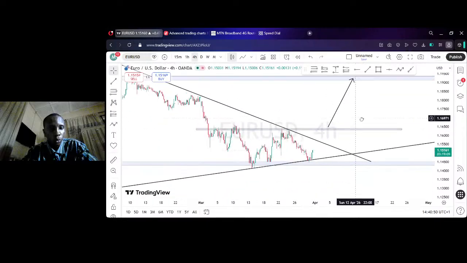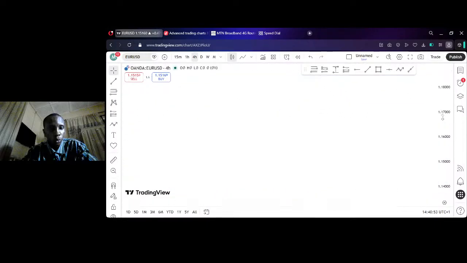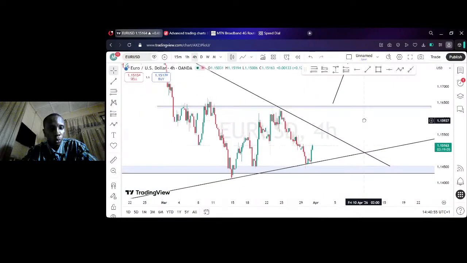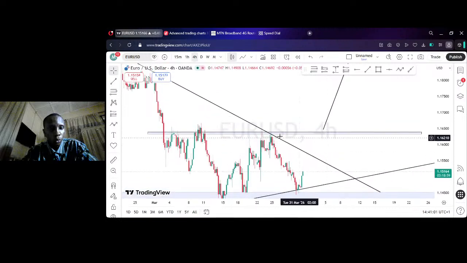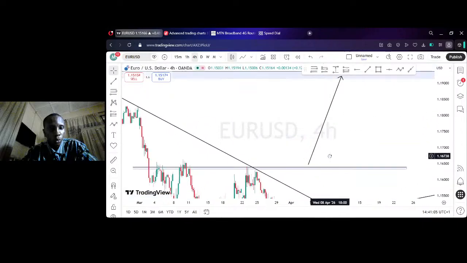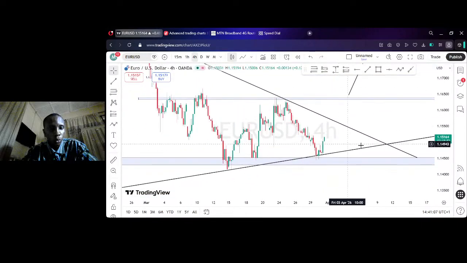So for now, I am waiting patiently. For now, I am watching and waiting patiently to see it break out from this trend line right here, come right here, attempt this level. If it can break it, we are coming to the upside right here.